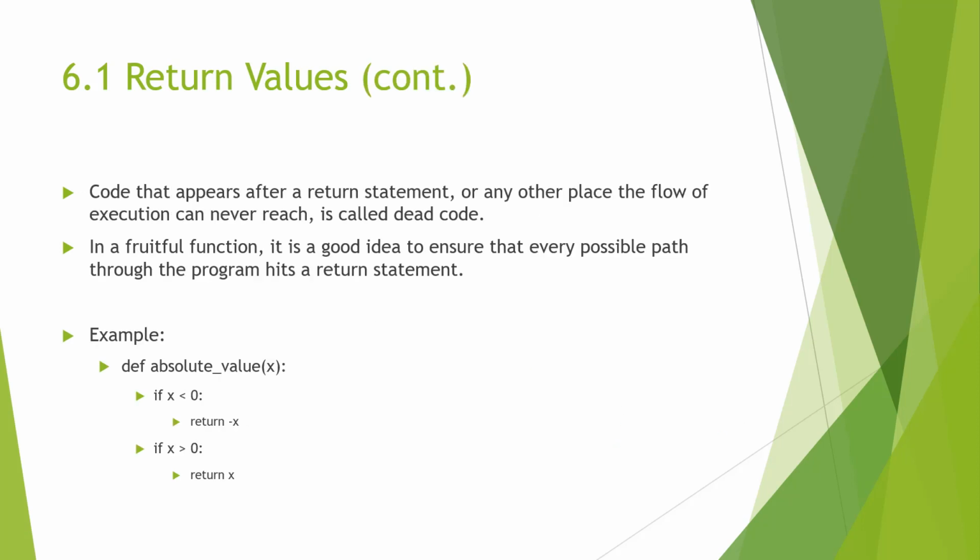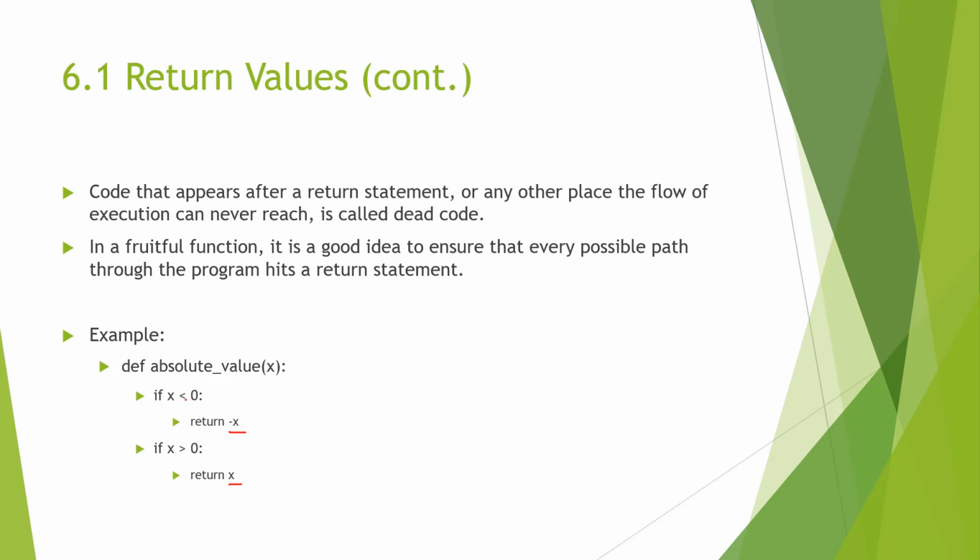Code that appears after a return statement, or any other place that will follow the execution, can never actually be reached. This is called dead code. Return basically should be able to return a value. You'll notice we have a function where we are comparing a value of x. If it is less than 0, we're returning a negative number. If it is greater than 0, we're returning a positive number. Well, if x is less than 0, it has to be a negative number.